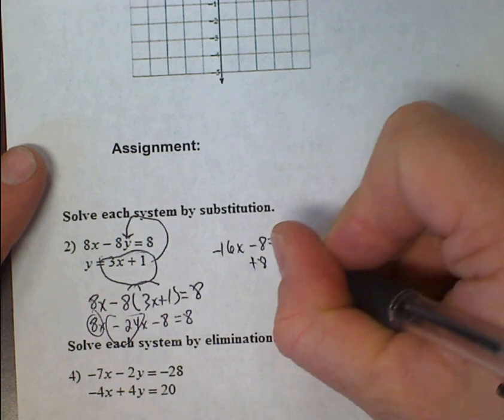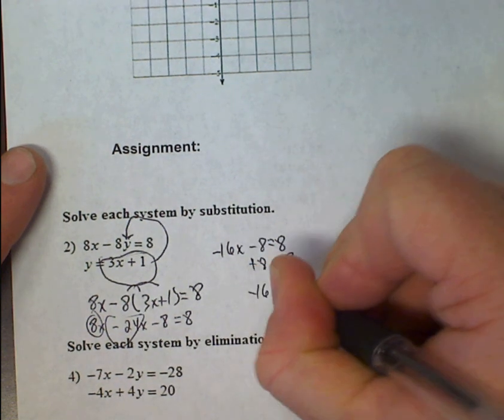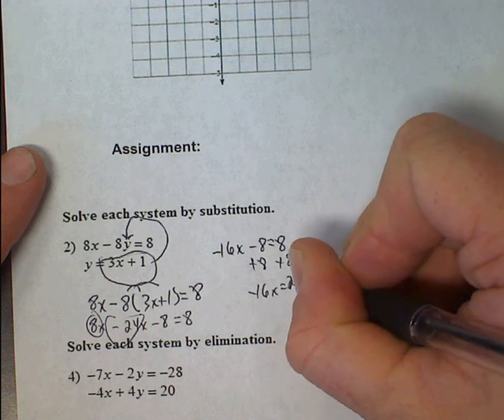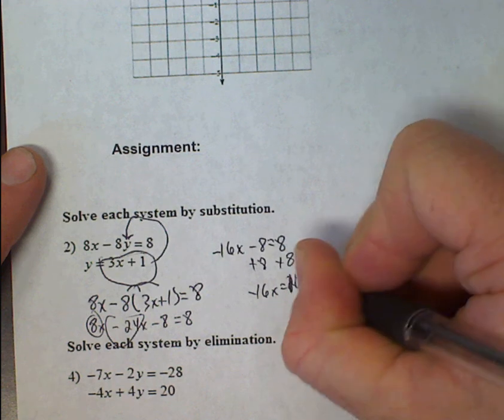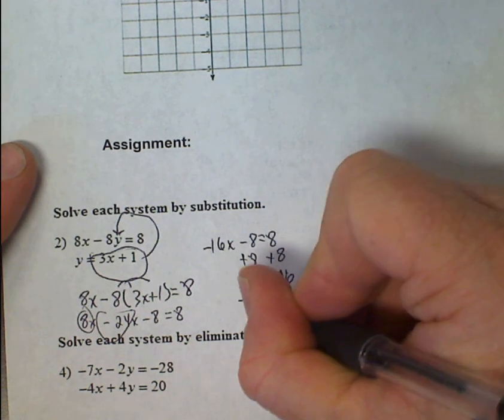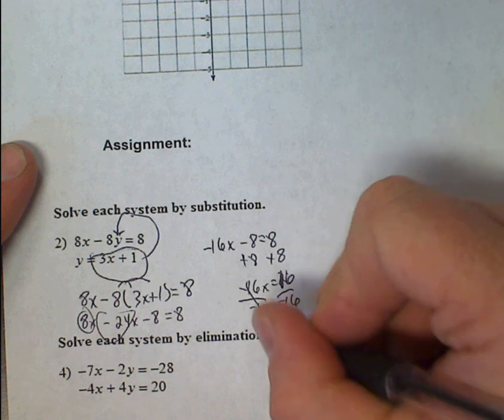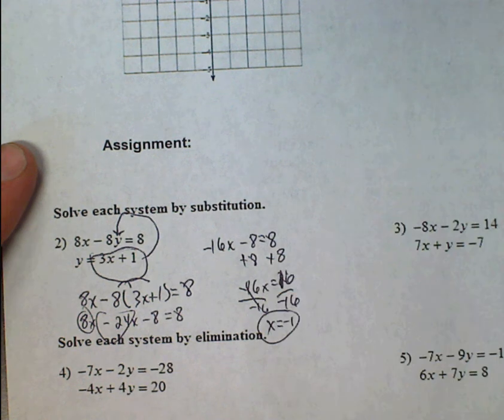Add 8 to both sides. Negative 16x equals 16. Divide by negative 16. X equals negative 1.